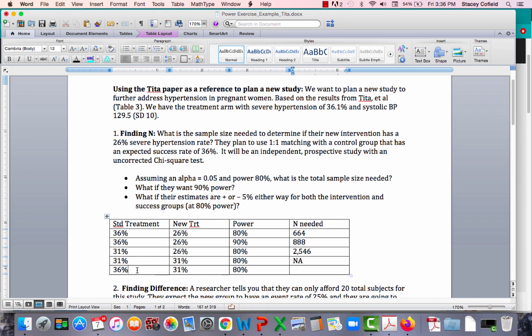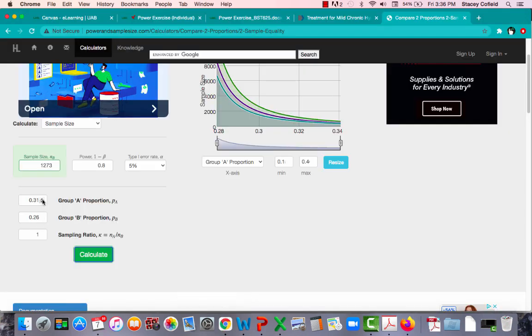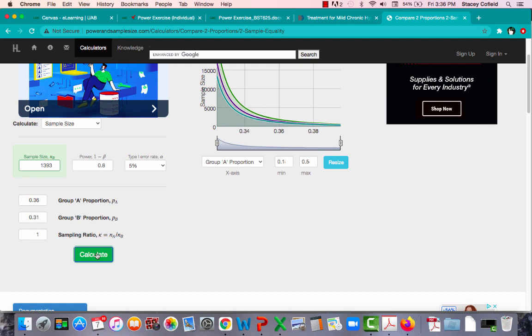In the other scenario, if our standard treatment stayed at 36% and our new treatment goes up to 31, we're still looking at a 5% difference. So let's put this back up at 0.36, and we're going to put this at 0.31, and we're going to calculate. And what you'll notice is that it shifted ever so slightly to 1393. 1393 doubled again is 2786.